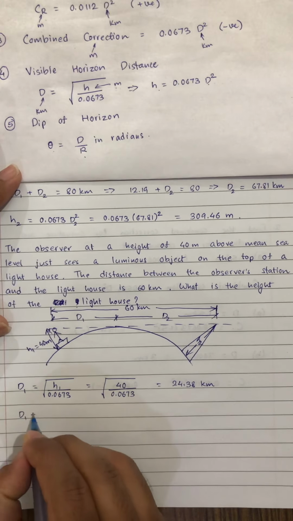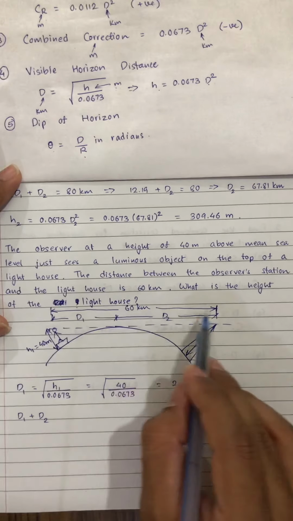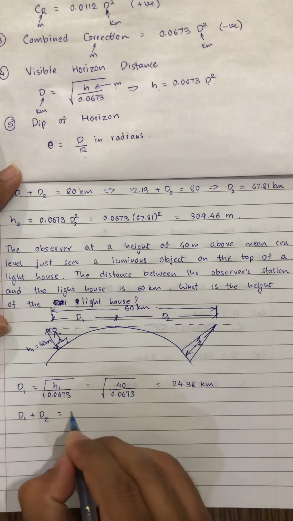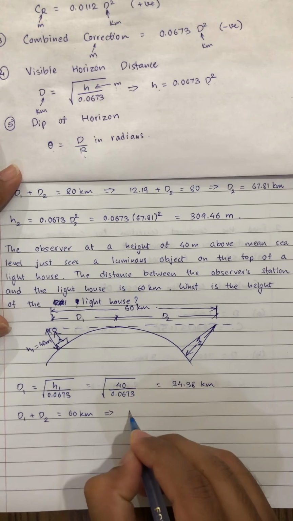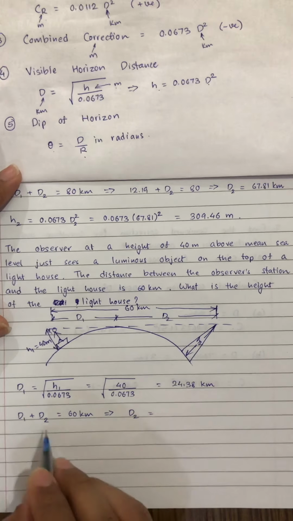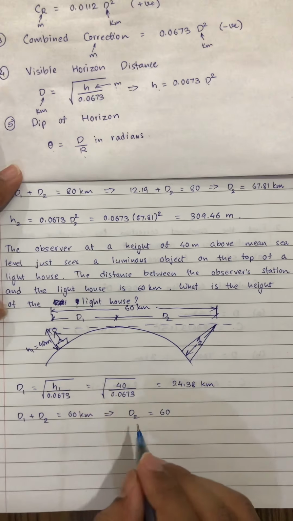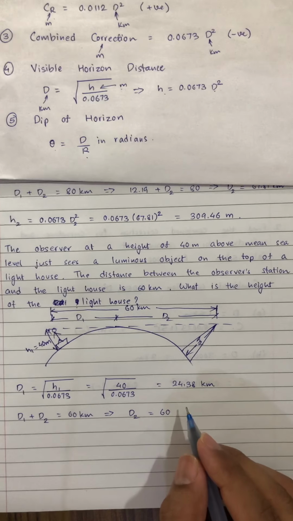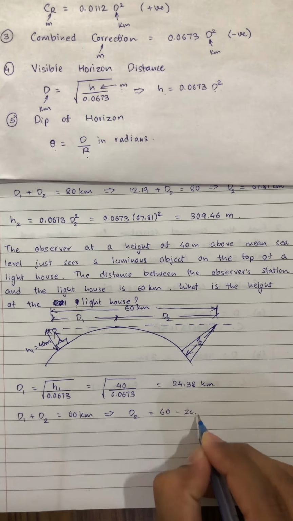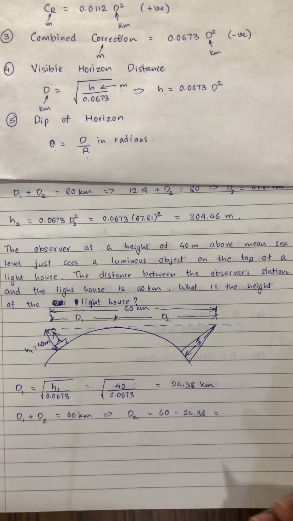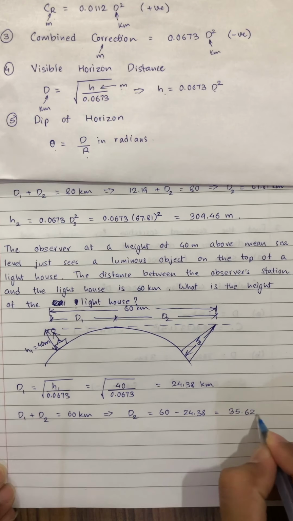Again, what is the sum of D1 and D2? D1 plus D2 is equal to this total distance, 60 kilometers. So we need to find this D2. D2 will be equal to 60 minus D1, that is 60 minus 24.38. This value comes out to 35.62 kilometers.